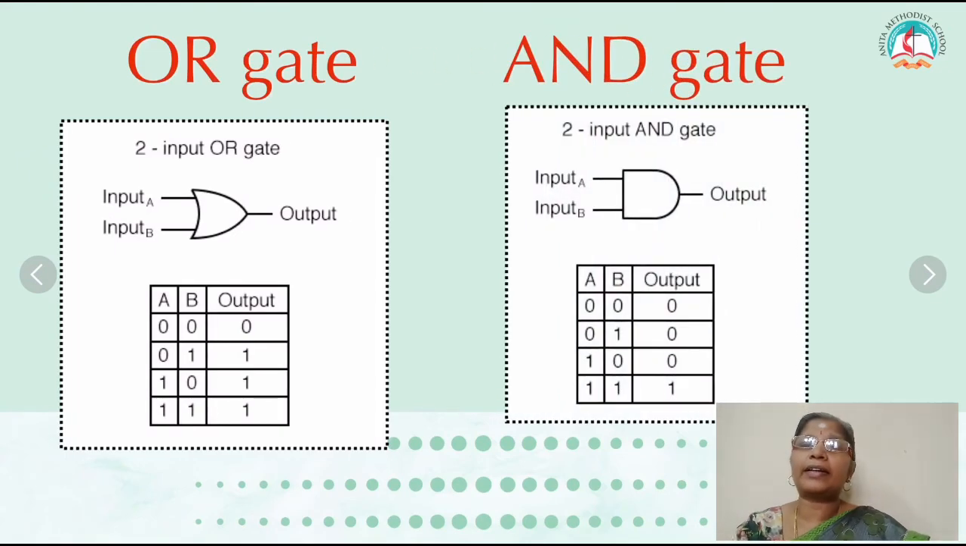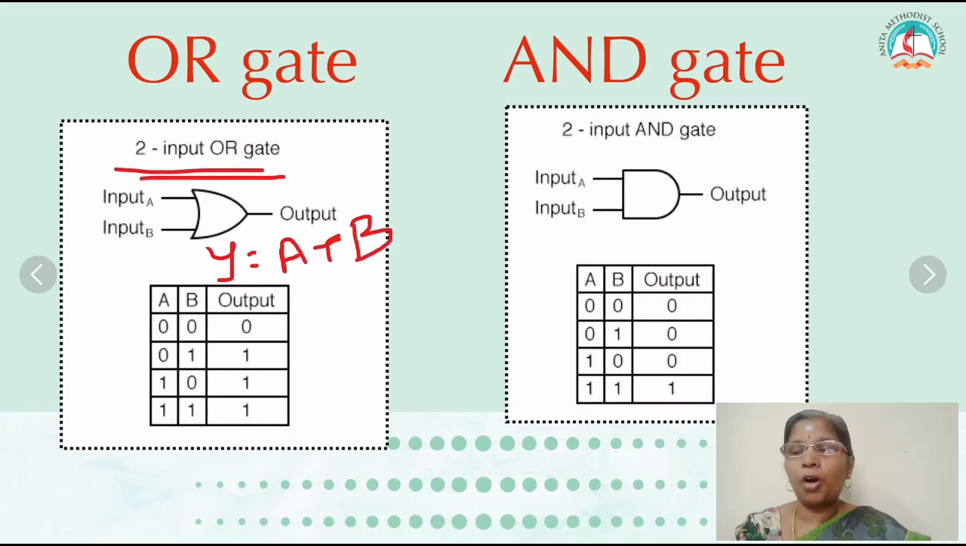Totally how many gates are there here? So first one is OR gate. What is OR gate? The OR gate adds and gives the value. So the output of the OR gate value is equal to A plus B. Okay, 2 inputs you are giving. So this is a 2-input OR gate.